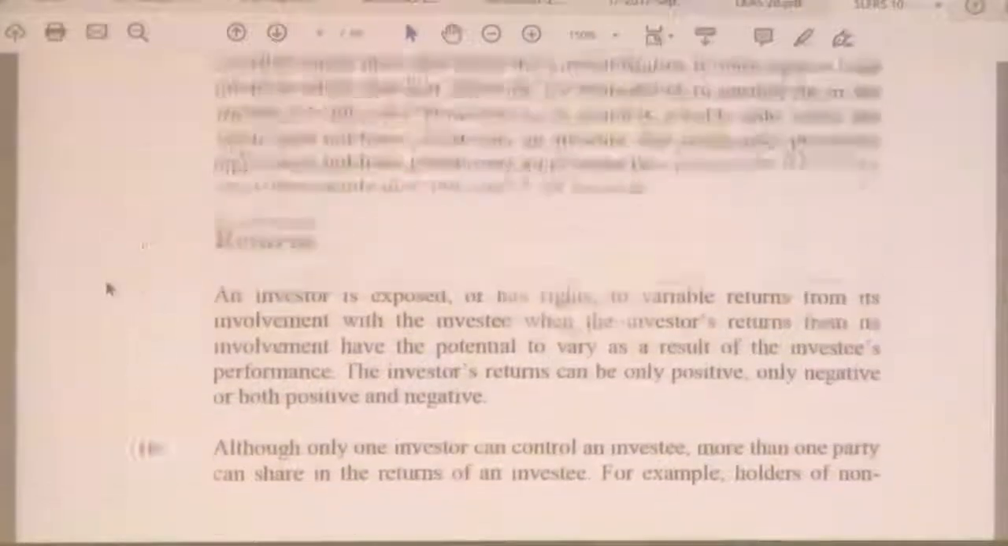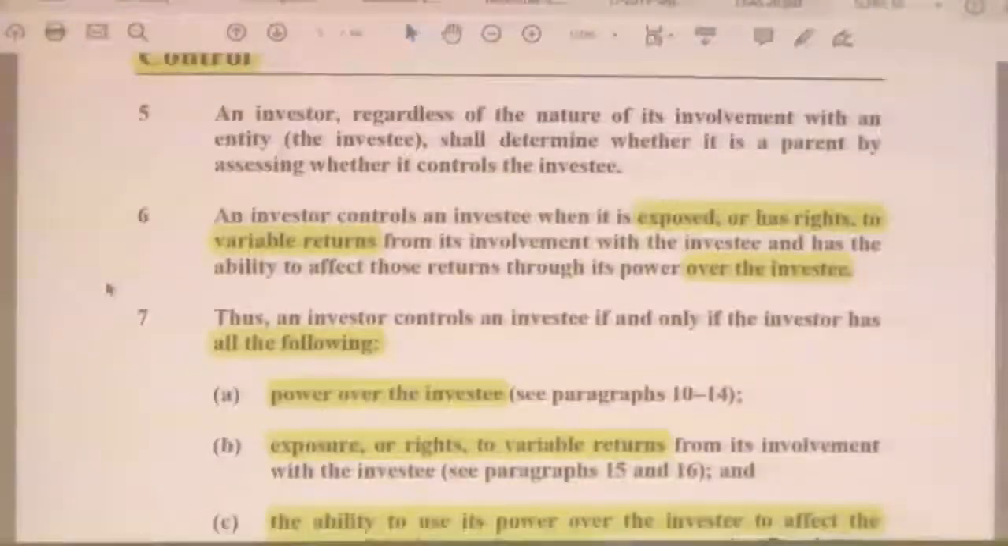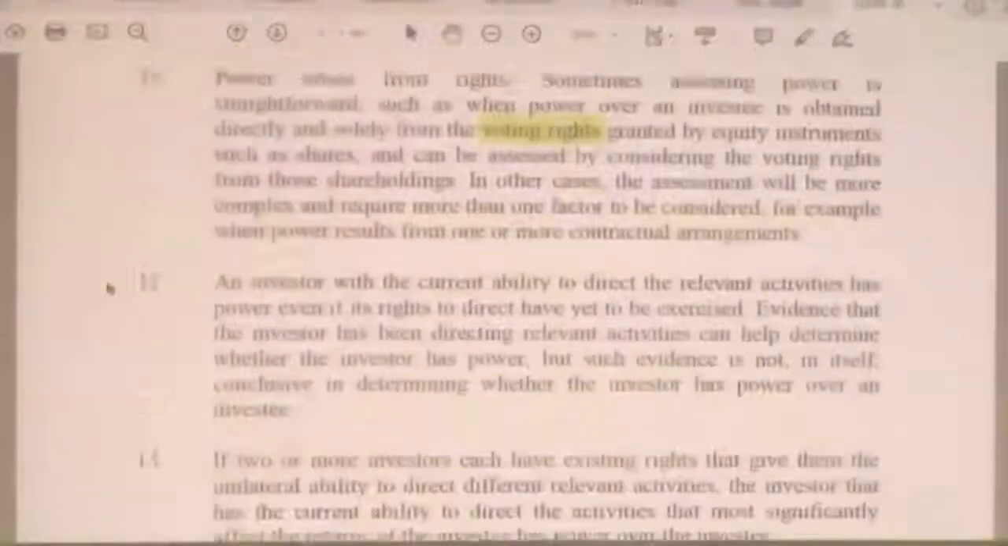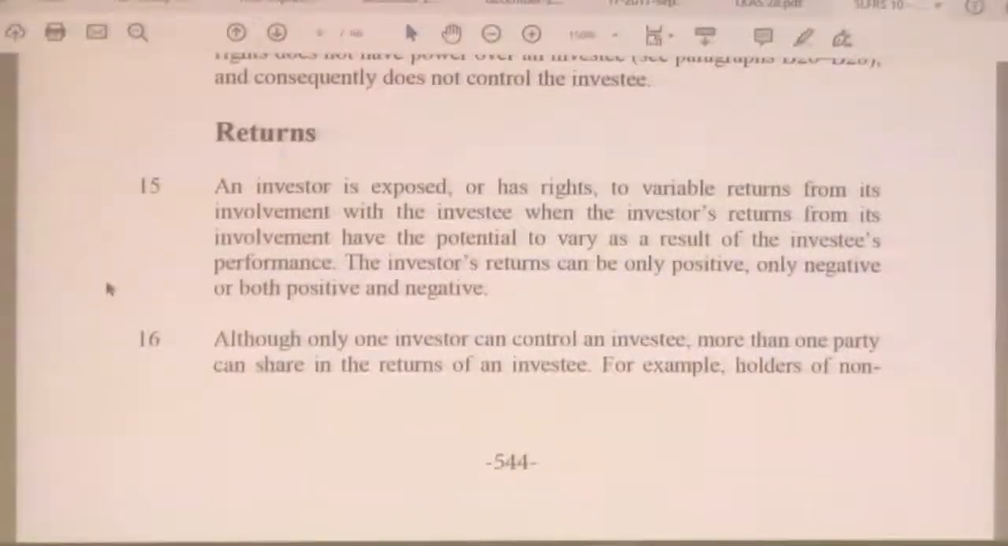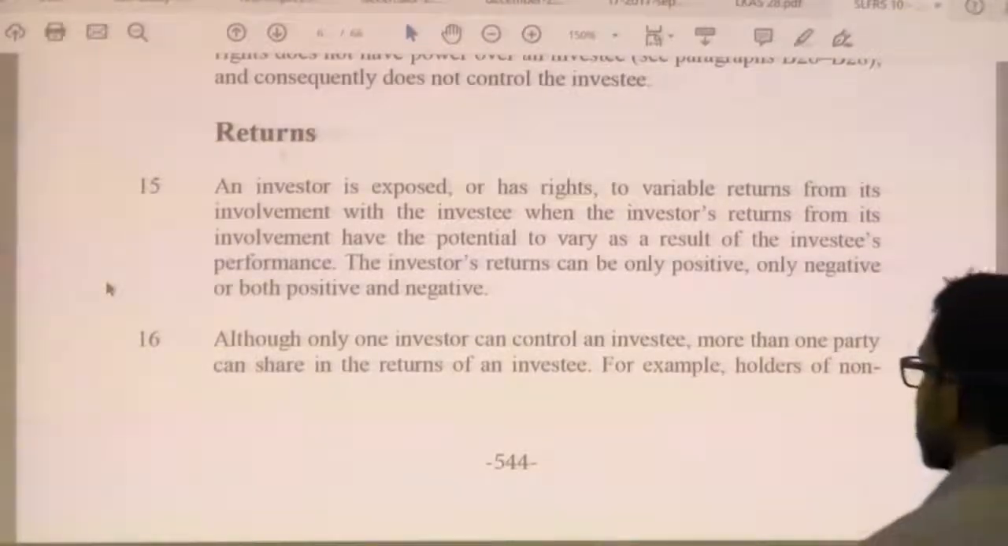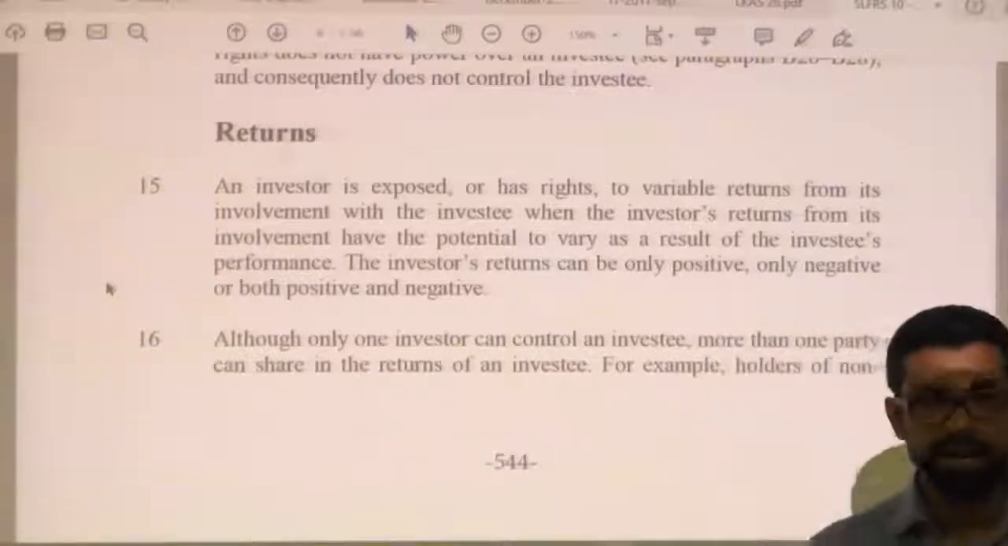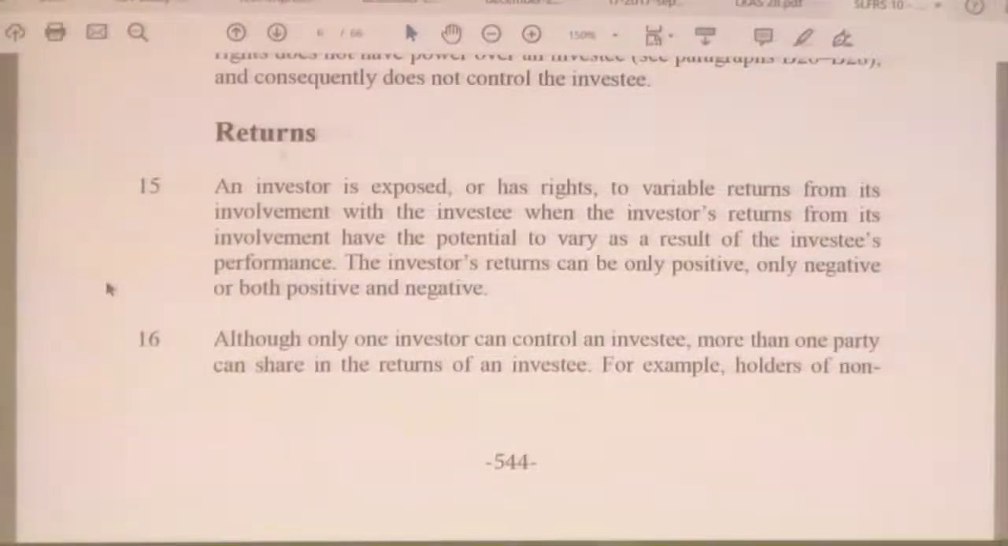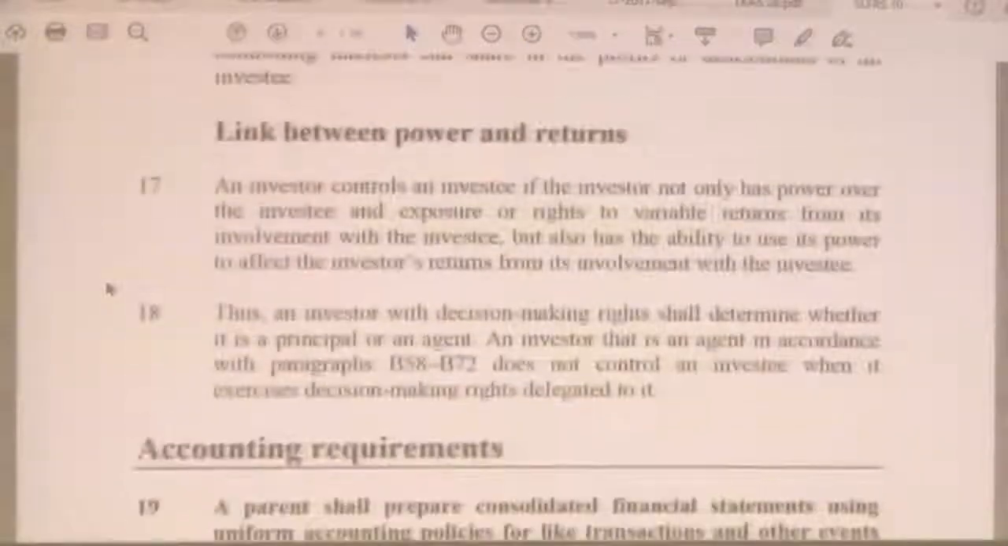Return is explained in paragraph 15 to 16. An investor is exposed or has rights to variable returns from its involvement with the investee when the investor's returns from its involvement have the potential to vary as a result of the investee's performance. I explained power and return. The intention here is only to show you the relevant paragraphs from the standard. Thereafter you can insert those things, right? Therefore I am not trying to discuss these things in detail. Already I have explained in detail.